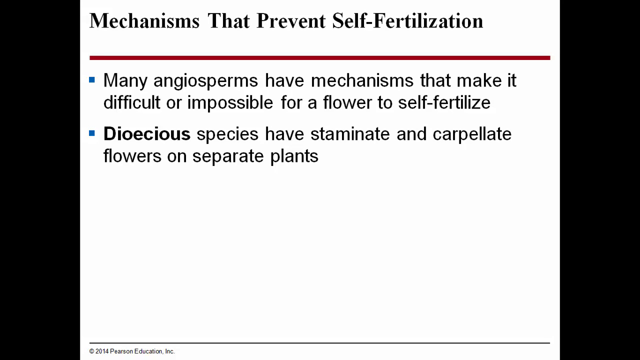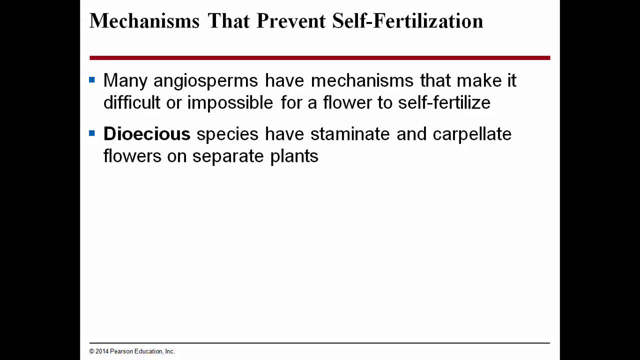Mechanisms that prevent self-fertilization. Many angiosperms have mechanisms that make it difficult or impossible for a flower to self-fertilize. Dioecious species have staminate and carpellate flowers on separate plants. So the male and female flowers will be on different plants. This is particularly common in cedars, red cedar and Himalayan cedar.